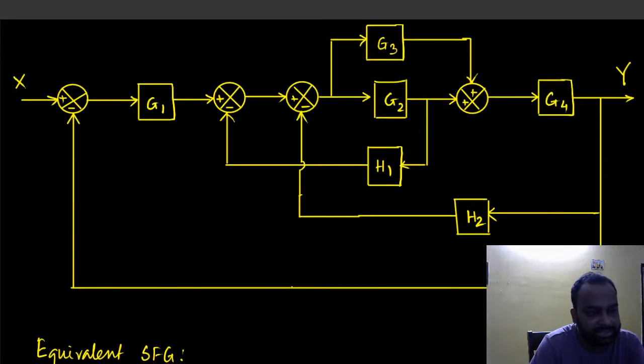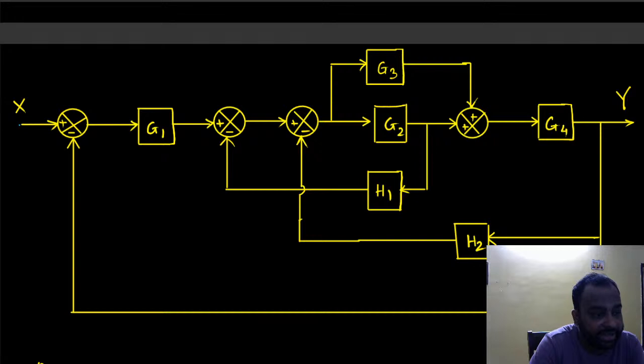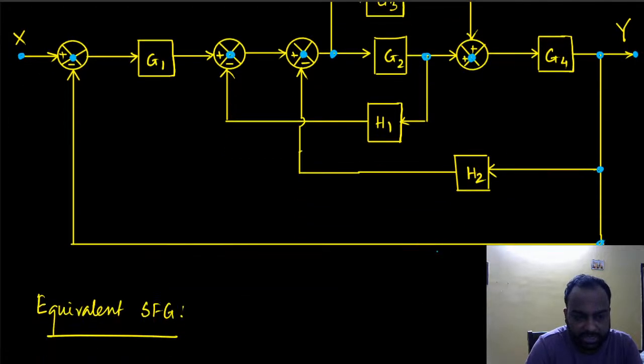Right? Equivalent SFG. So in order to figure out the equivalent SFG, I have to figure out the nodes. I have one node here, one here, one here, one here, one here, one here, one here, and one here, and another here. Okay, and again try to understand that this is essentially this one, the same thing. This is also essentially the same thing. Someone is asking, sir.